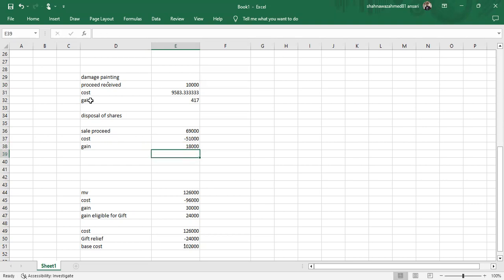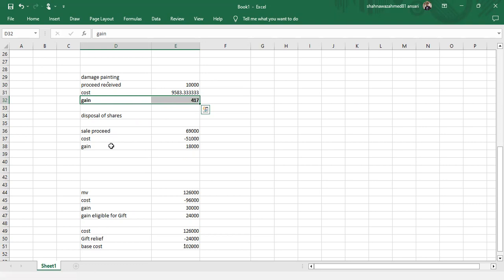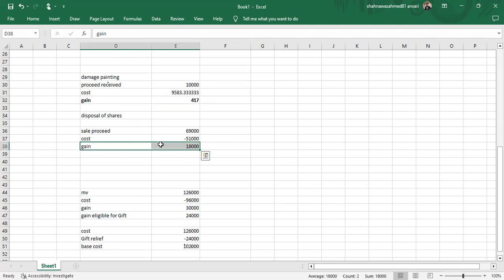So there are two gains. One is this one, other is this one. These are the two gains. The question says to calculate after tax proceeds. So let's talk about proceeds. We get 10,000 of insurance amount and the disposal value is this one, 69,000. So total proceeds are 79,000.